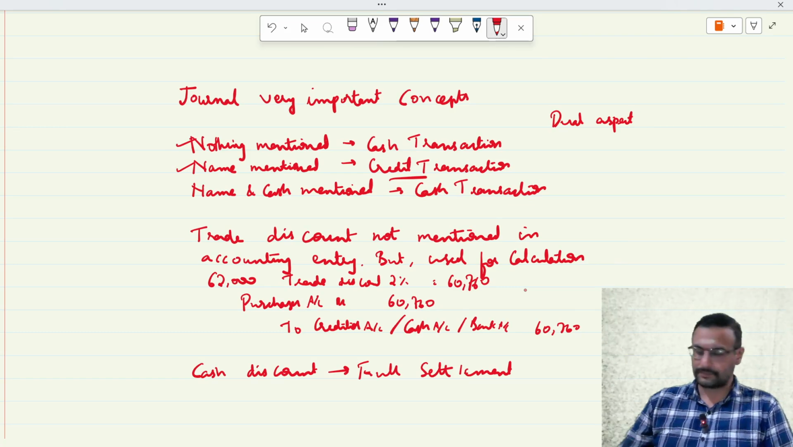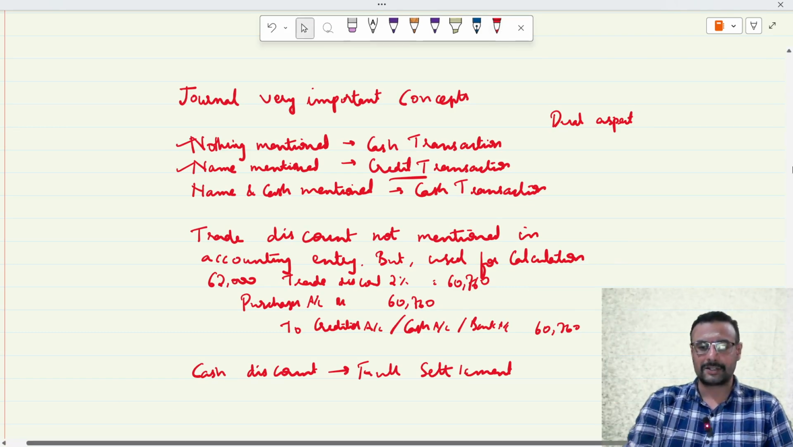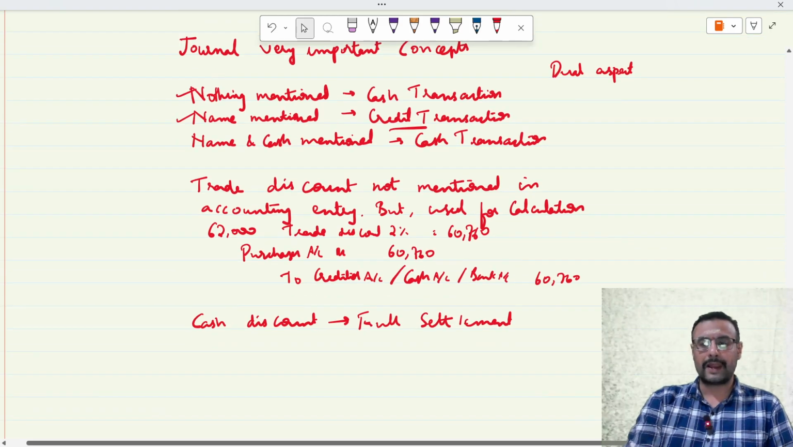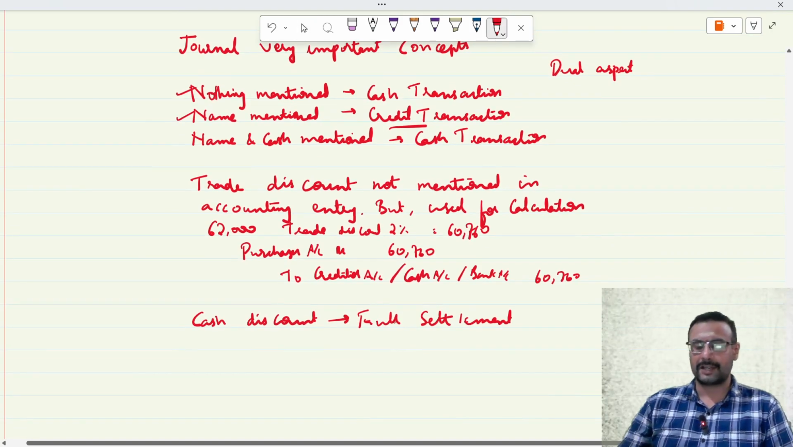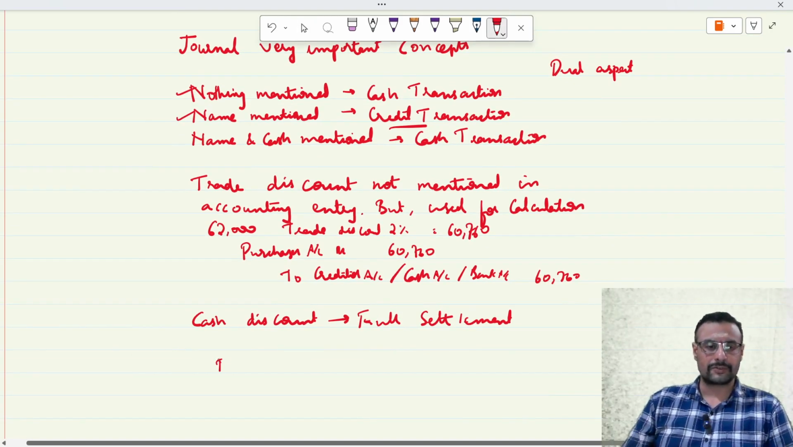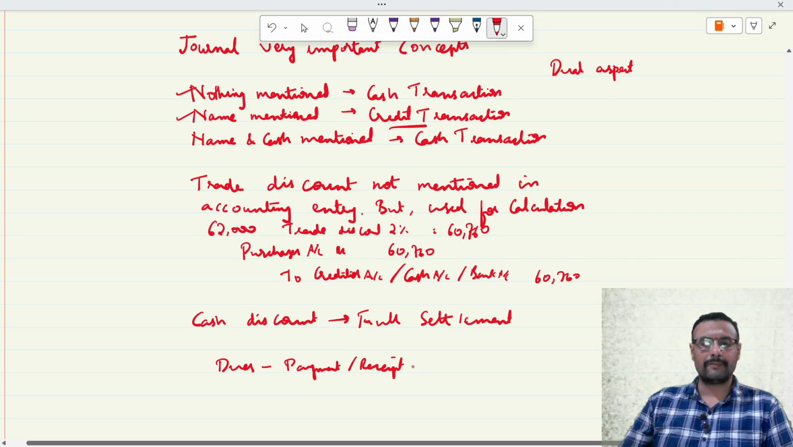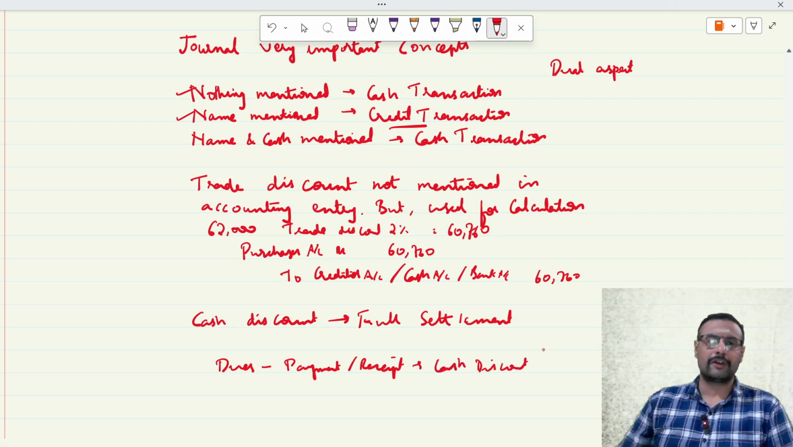Then cash discount. How do we check whether it is a cash discount? They will usually give the sentence as paid in full settlement or received in full settlement. Whatever the dues were, minus the payment or receipt, will be my cash discount. This is an indirect way of checking for cash discount.